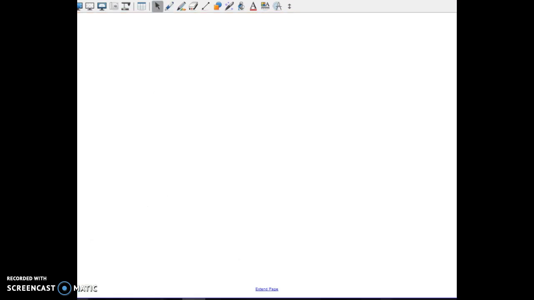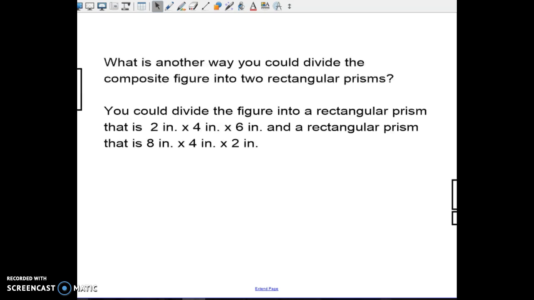Okay, down at the bottom it asks, what is another way you could divide the composite figure into two rectangular prisms? I'm going to go ahead and stop the recording and type that in, and then we'll go back at the figure and look at it. Okay, so the question at the bottom of the page says, what is another way you could divide the composite figure into two rectangles?